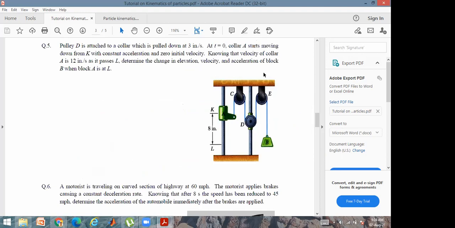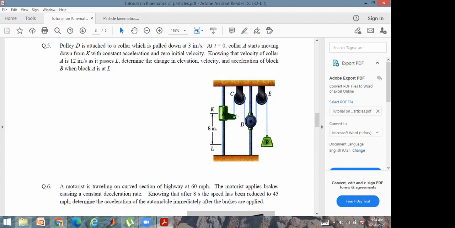Now let's see question number 5. This is based on the concept that we have just discussed. See, the pulley D is attached to a collar which is pulled down at 3 inches per second. D is pulled down, which means D can move along this axis. The motion of D is along this axis. Similarly, the collar, which is A, its motion is again along this axis only. Similarly, this is B, which is the load.